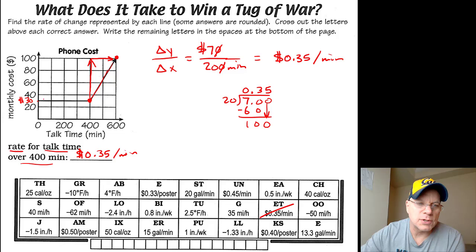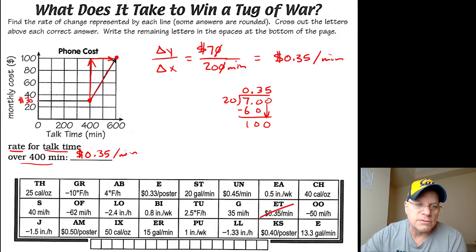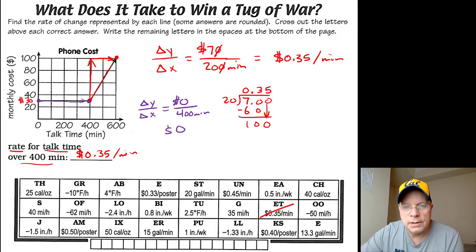Now, look, I'm trying not to make this overly long, but there's an important point to be made here about the rate of change of talk time for less than 400 minutes. Let's pick 2 points here, delta y over delta x. If I go from this point to this point, the delta y is 0, because at this point I'm at $30 and at this point I'm at $30. So $0 per, the delta x is plus 400 minutes. 0 divided by 400 is 0. So $0 per minute is the rate of change for any amount of time up to 400 minutes.